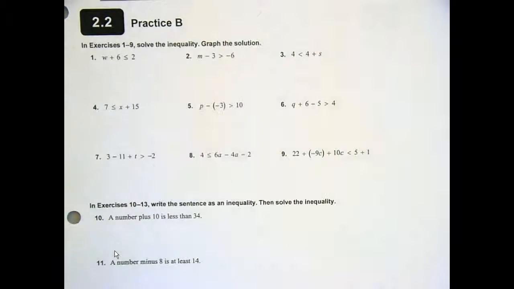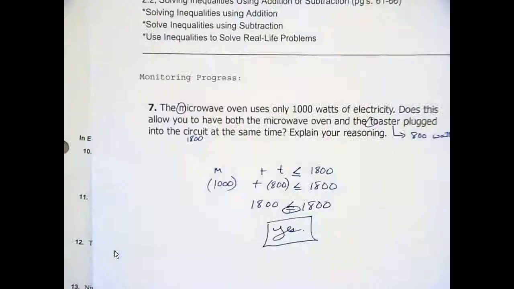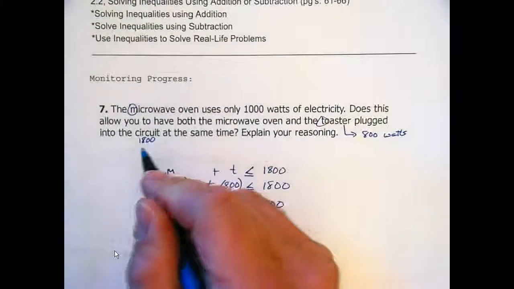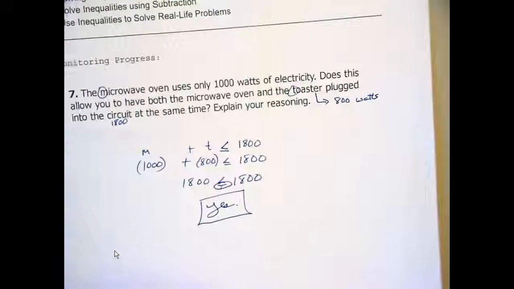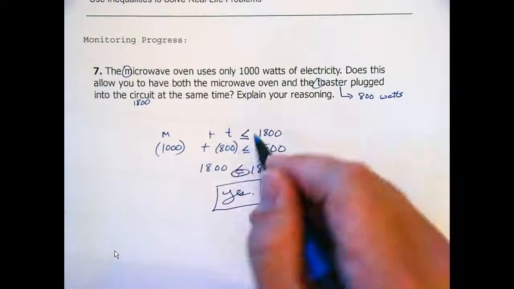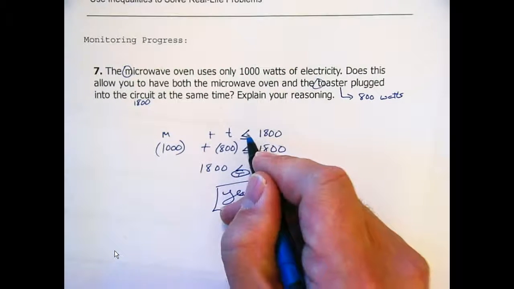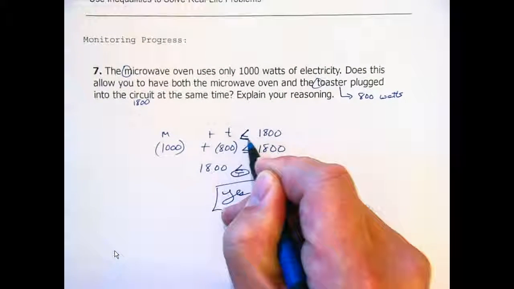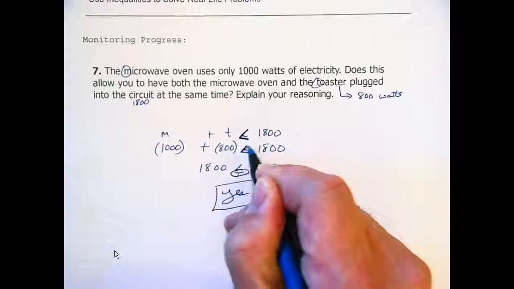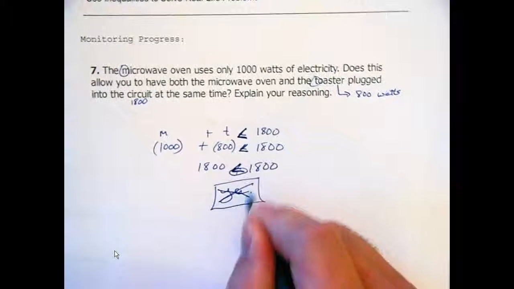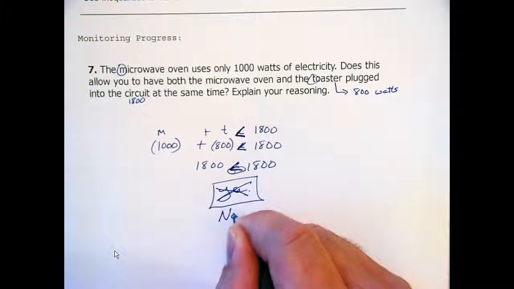Hey, have your attention back up here. Jason has pointed out to me that our book says the circuit overloads at 1,800. If that's the case, how does that change our problem? It must be just less than, not equal to, which means it's actually false. So the answer is no.